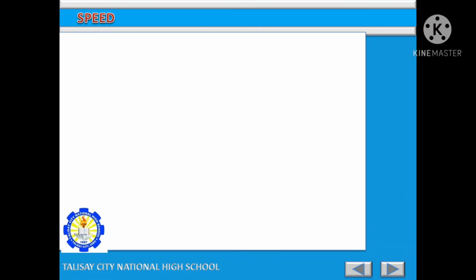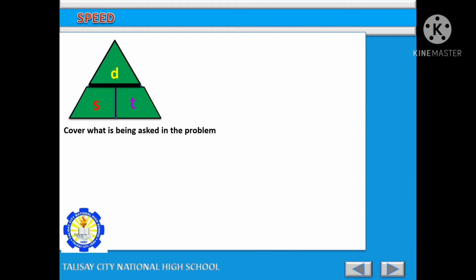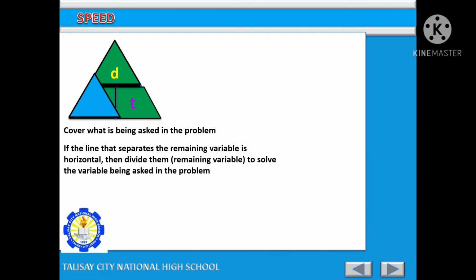Using our magic triangle, we can calculate speed like this. Cover the variable speed, and then what is left is distance and time. Since the line that separates distance and time is a horizontal one, then we divide distance by time. So in solving for speed, it will be distance over time, because the line that separates distance and time in the magic triangle is a horizontal line.